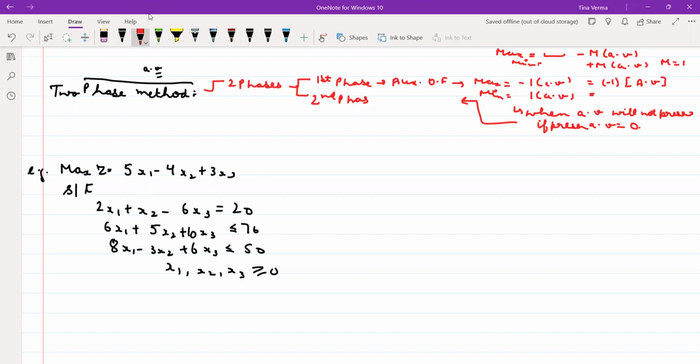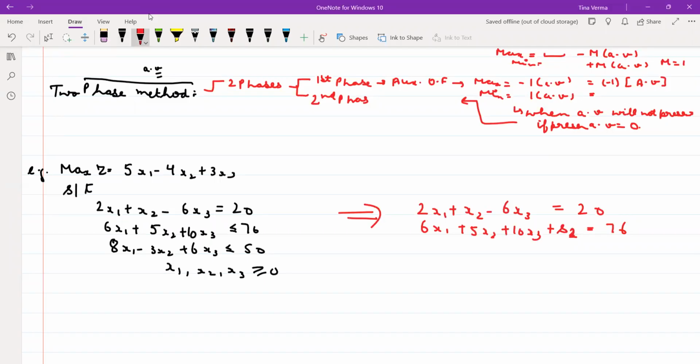The basic thing is, whenever we go for the simplex iteration, we have to convert it into the standard form. In converting to the standard form, for the first constraint I do not require any slack or surplus variable, so it will be equal to 20. The second is 6x1 plus 5x2 plus 10x3. Here I need to add one slack variable, and I am giving it the name S2, equal to 76.